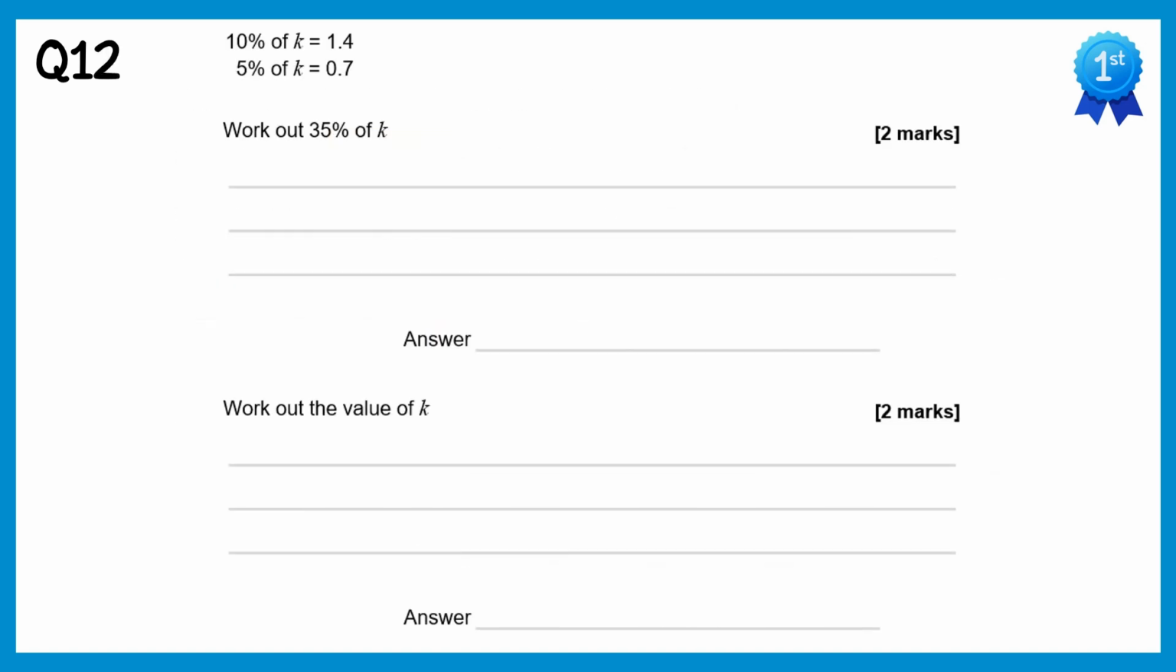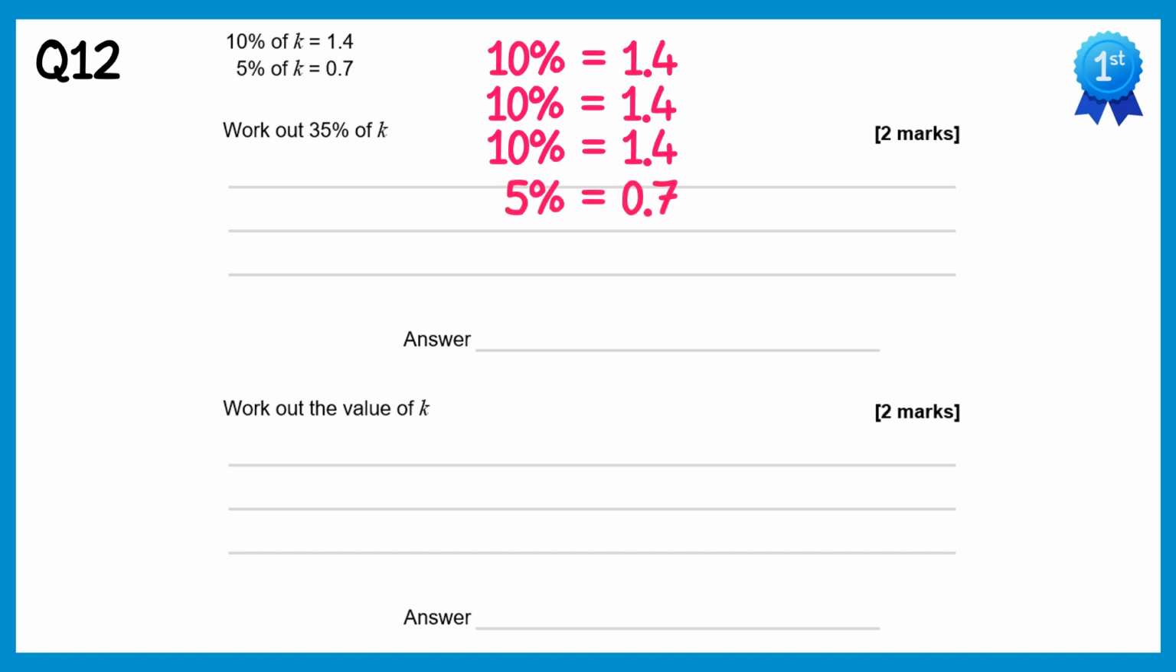In this question, we need to work out 35% of k. We're told what 10% and 5% are, so if we start with 10%, that's 1.4. We take another 10%, that's now 20%. We take another, that's 30%, and then take 5%. So if you add up all of these, you get 35%, and 1.4 add 1.4 add 1.4 add 0.7 gets you 4.9. So 35% of k is 4.9.